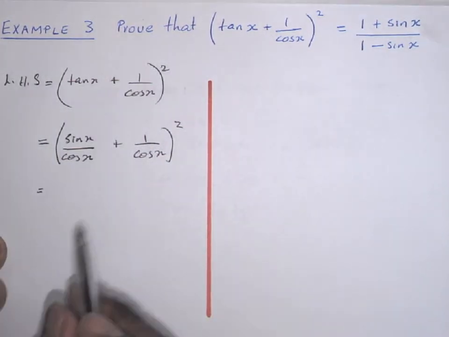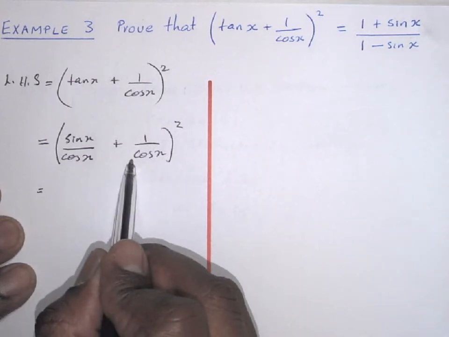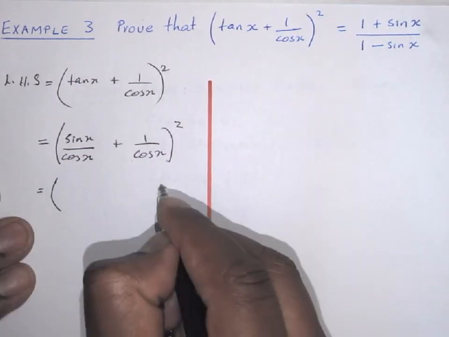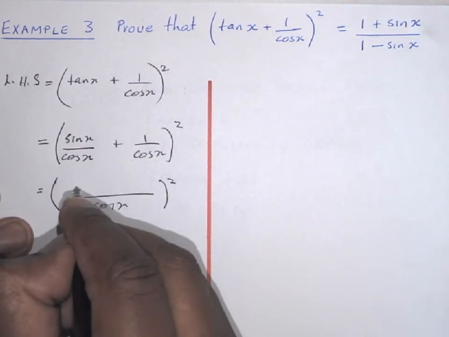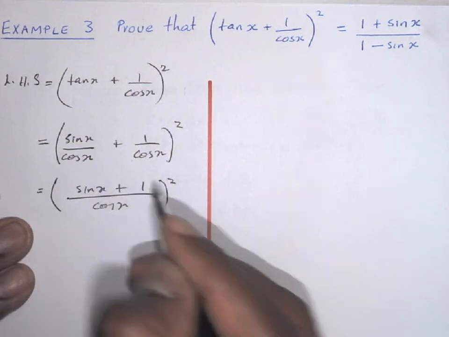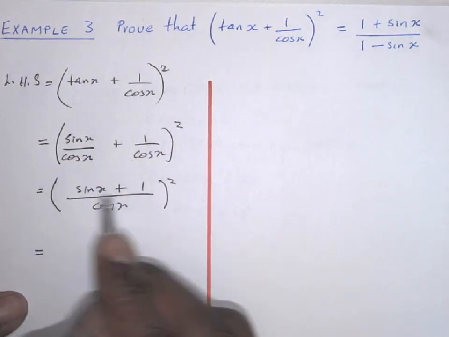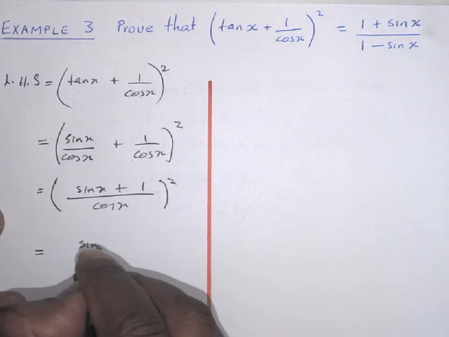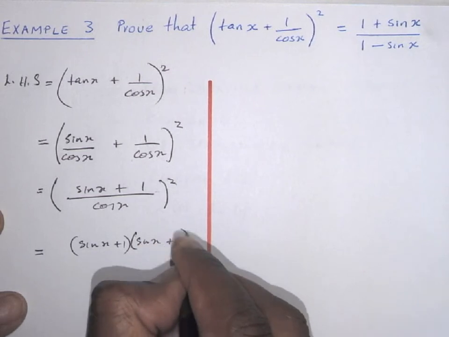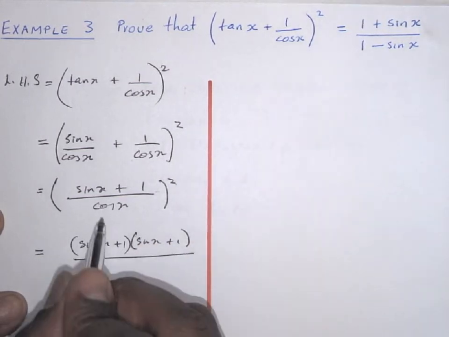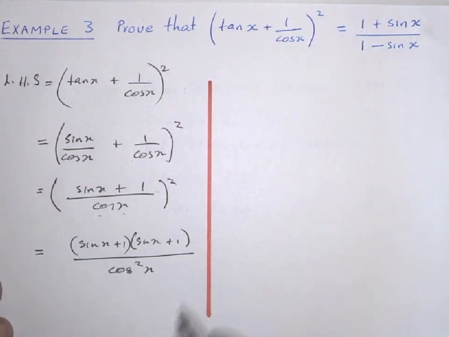But remember that we need to work out the answer inside the bracket first. So this has got a common denominator inside the bracket. The common denominator is cos x. So now I've got sine x plus 1. If I were to remove the brackets here, it means that the top is squared. So I've got sine x plus 1 times sine x plus 1, because it was squared, over the bottom one, which is also squared, which gives us cos squared x.